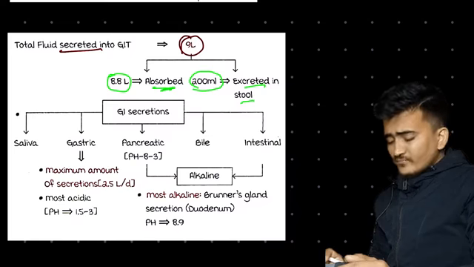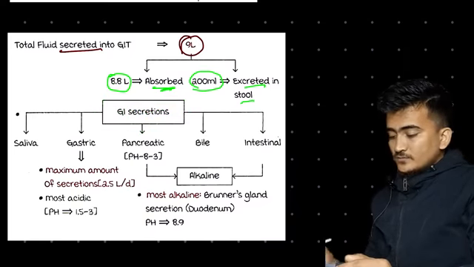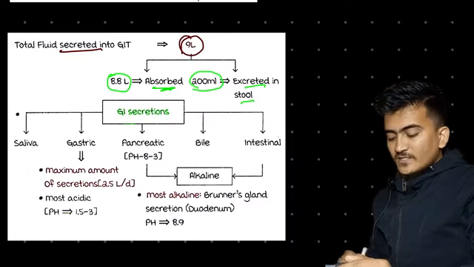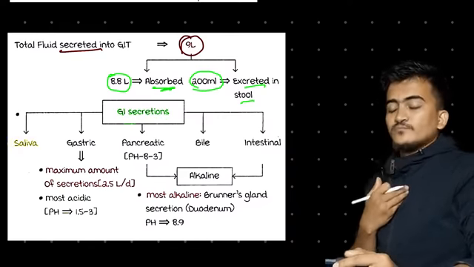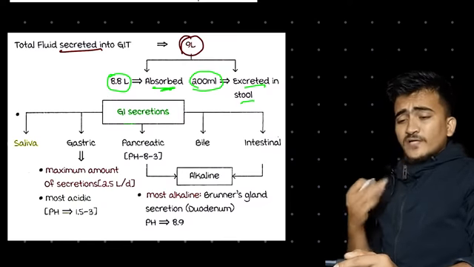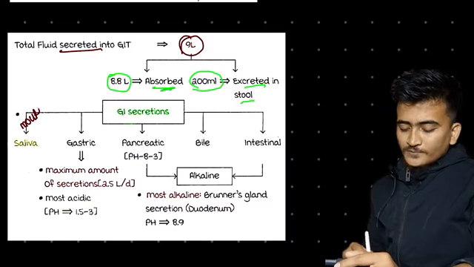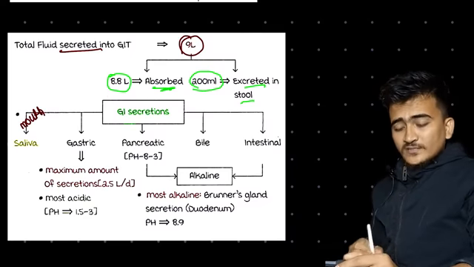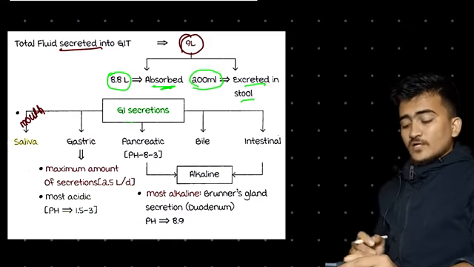Now, what does GI secretion include? It includes saliva, right? Let us begin from the top. Here we have the mouth. In the area of the mouth, we have saliva secretion. That is also under our GI secretion.